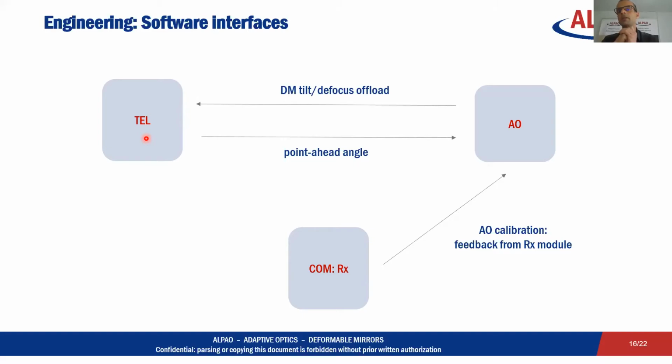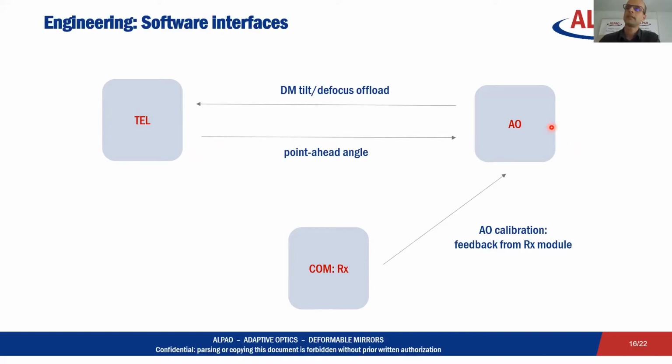Another example is the computation of the point ahead angle in the uplink scenario. As you might remember, the point ahead angle is also steered by a tip tilt mirror that is on the optical bench, on the AO bench. And it depends, of course, on the current position of the telescope, on the target. So that's information that goes from the operating control system to the AO.